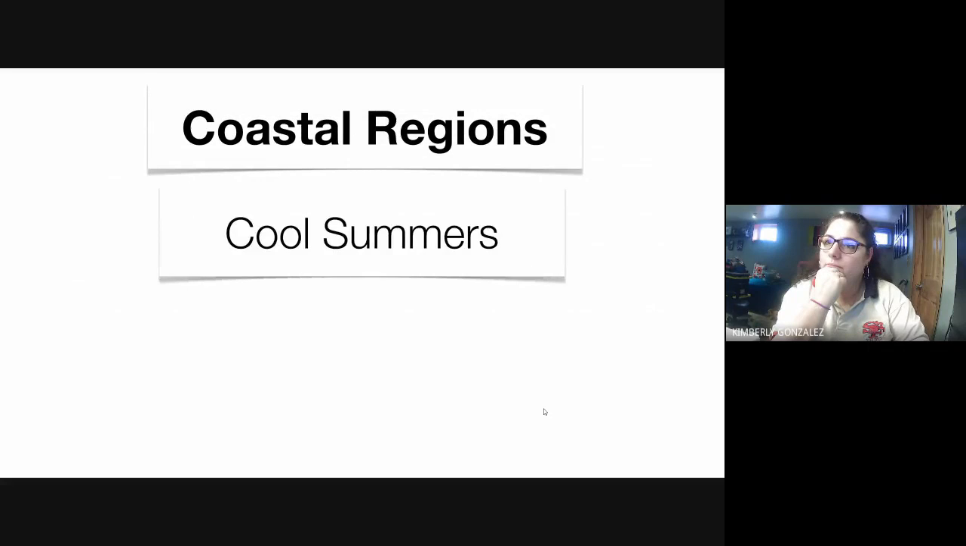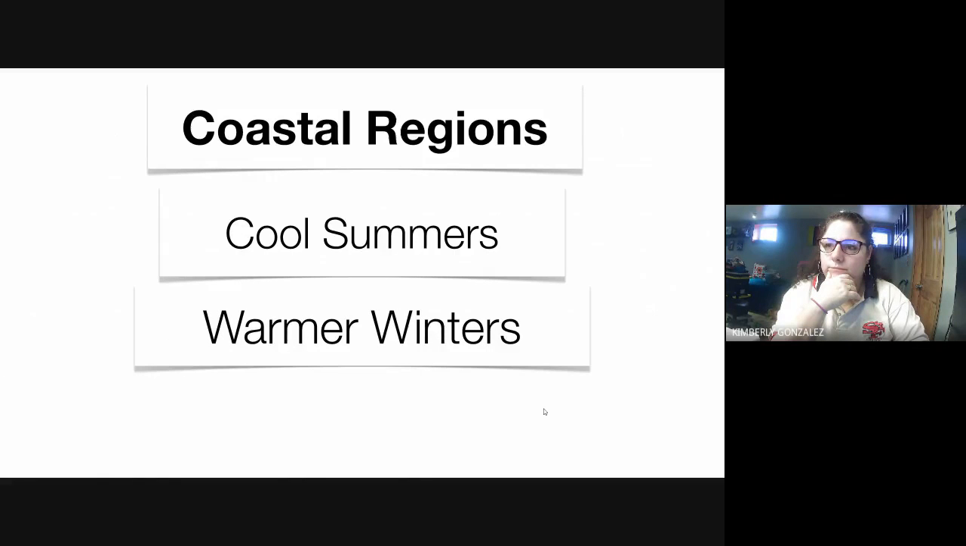Your coastal regions tend to have very cool summers, very simply because the oceans are quite cool. The air above the oceans tends to be quite cool, which is going to cool off the cities that are somewhat coastal. If you've ever been to the beach during the daytime, you'll get a nice breeze off the ocean. That's very simply because the ocean water tends to be cool.